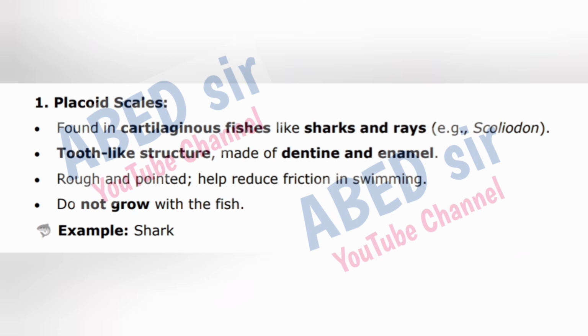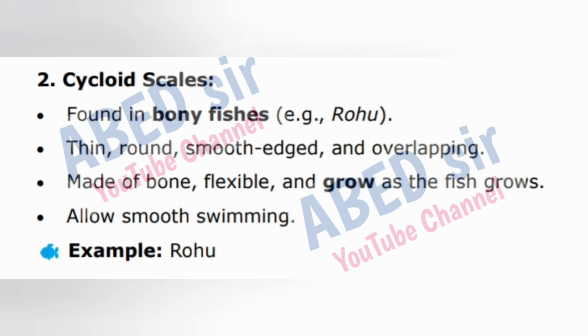Shark example, shark. 2. Cycloid scales. Found in bony fishes, example, rohu. Thin, round, smooth-edged, and overlapping. Made of bone, flexible, and grow as the fish grows. Allow smooth swimming. Fish example, rohu.